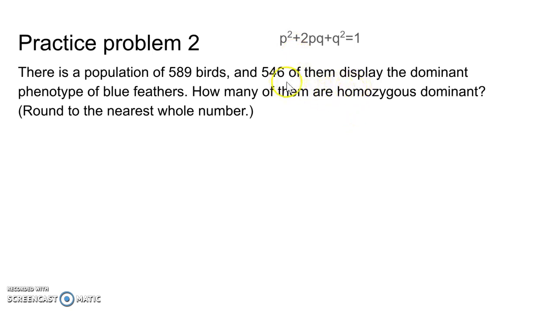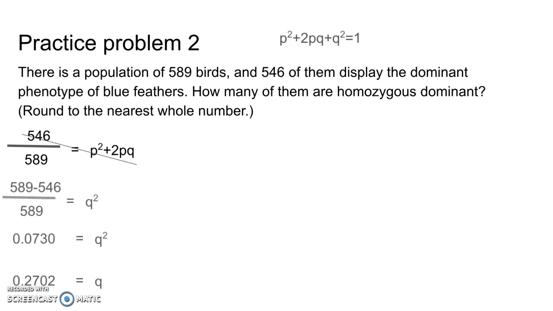Again, this is essentially showing the dominant phenotype of blue feathers. Well, that's the p-squared plus the 2pq value. Again, it makes no sense to solve for this. This would be way too hard. We're not doing that. So what we're going to do instead is solve for the q value. Same thing as before, you have the q value, and then we'll plug it into p plus q equals 1 and solve for our p.